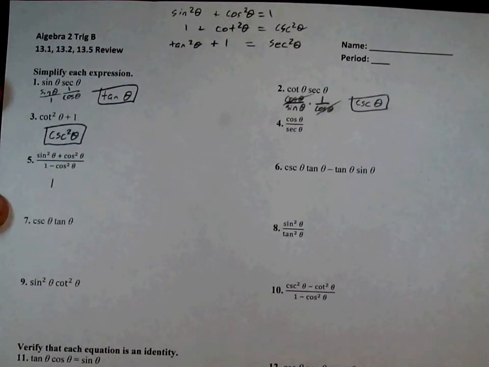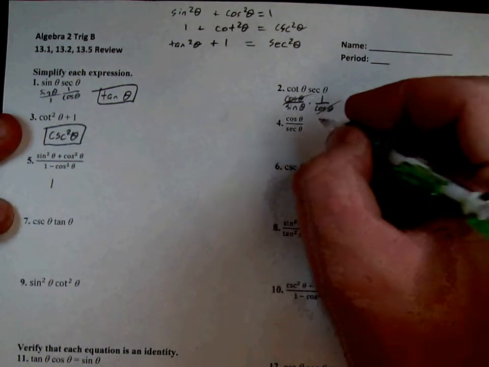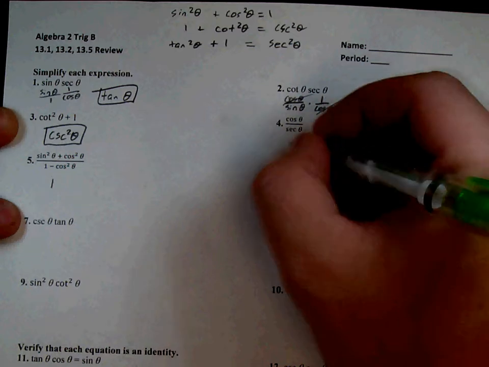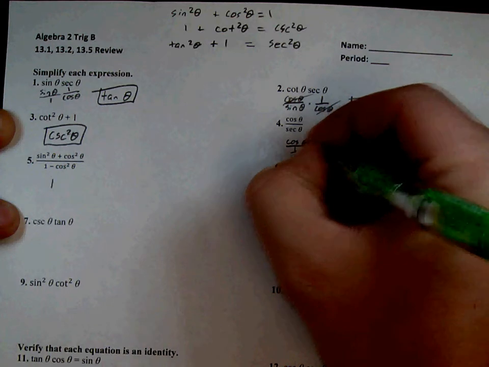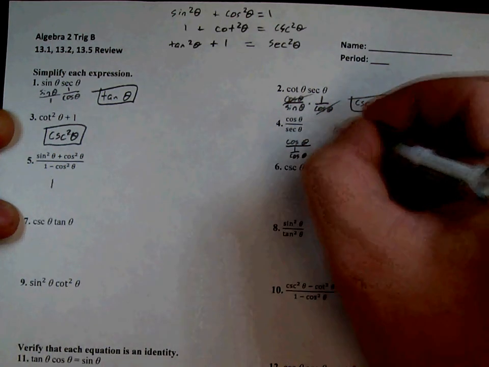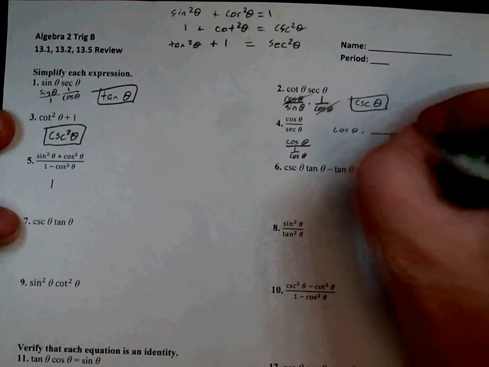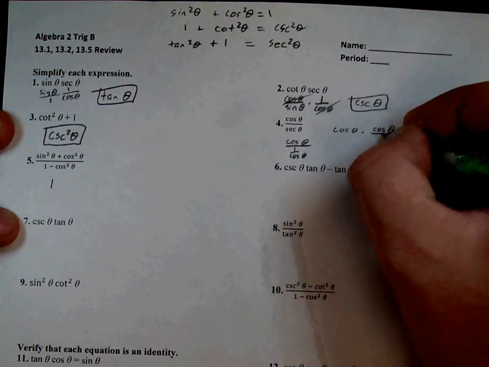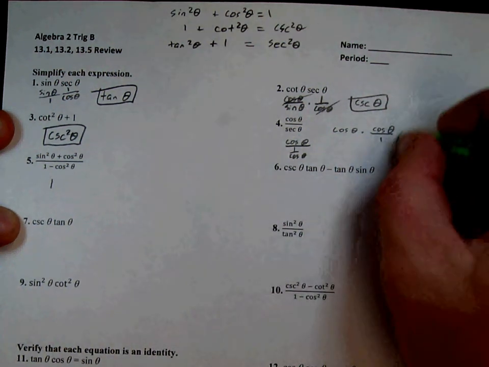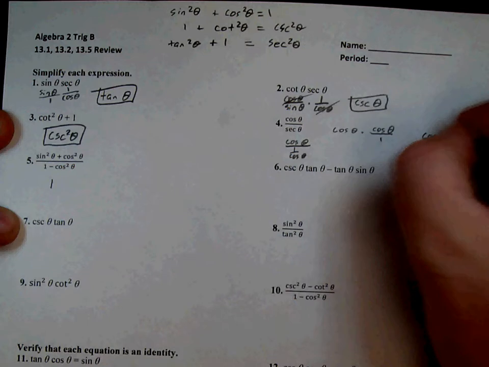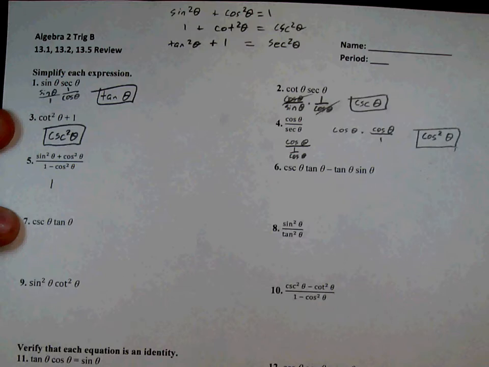So that's why on number 3, where I have cotangent squared plus 1, I see that that's equal to cosecant squared. I'm finished. Okay, number 4, cosine over secant. You might want to think of secant as 1 over cosine, in which case I want to think of the numerator, cosine, as being multiplied by the reciprocal of the denominator, so cosine of theta over 1. And so I see that that's cosecant squared. Or I think I said cosecant, and meant cosine. Cosine squared.